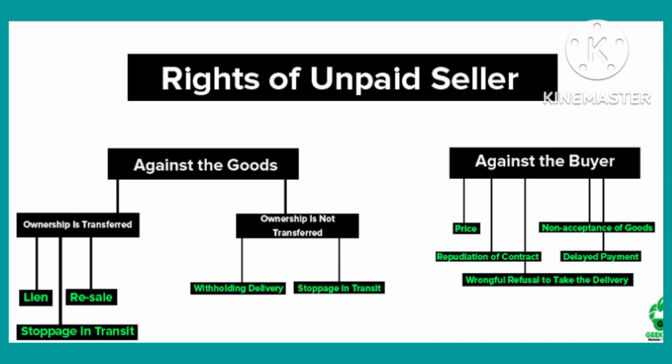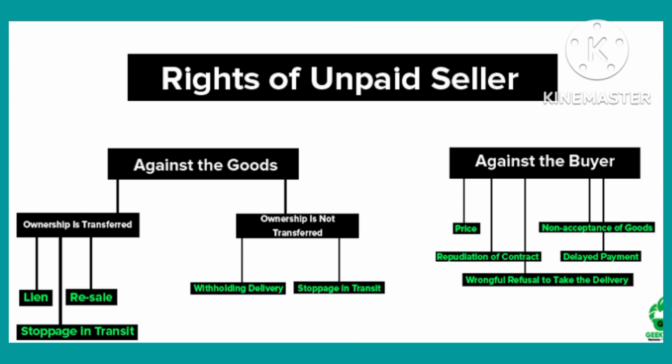This is the flow chart of the rights of the unpaid seller. Here we have two dimensions. As a seller he can take action against the goods and against the buyer. He can take action against the goods when the goods are not in the hands of the buyer, that is, once they are in transit or once they are in the hands of the seller.